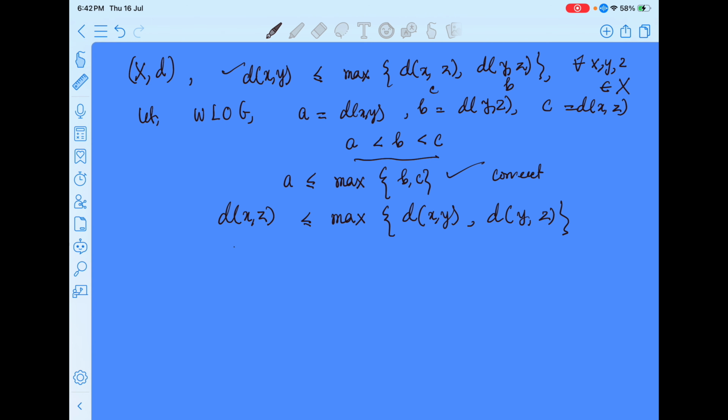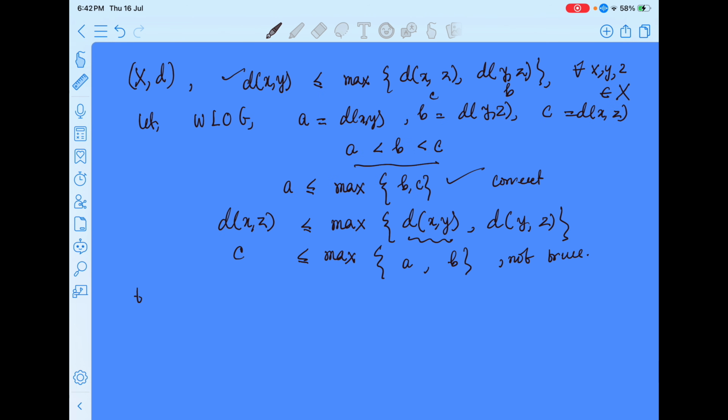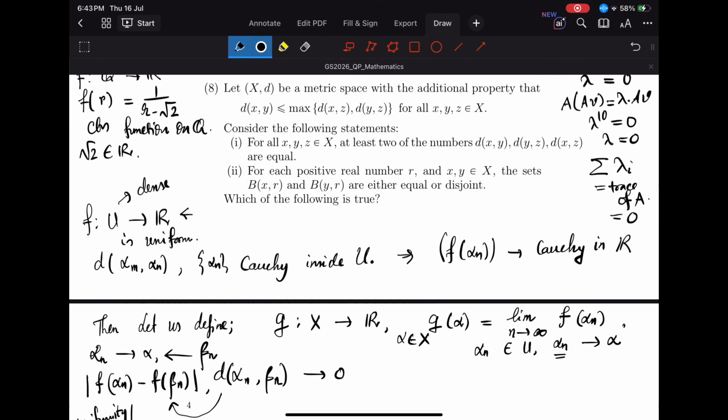Okay, so then c has to be less than or equal to maximum of d of x comma y. So what is d of x comma y, which is a, and y comma z is b. But this is not true because c is greater than a and b both. This is not true. Okay, so two of them have to be equal to each other. Two of the numbers have to be equal. Yeah, so this is correct.